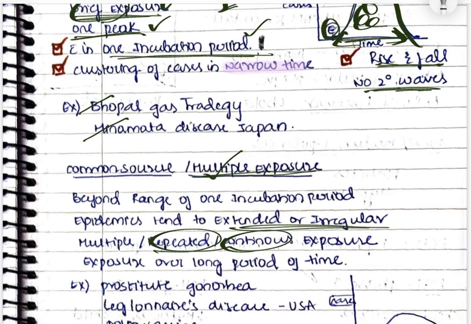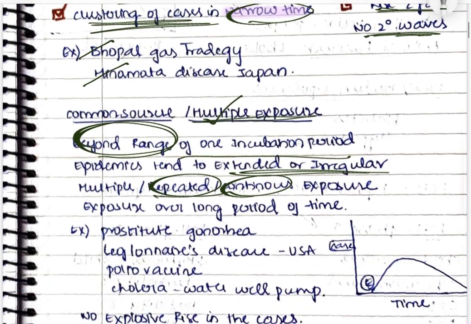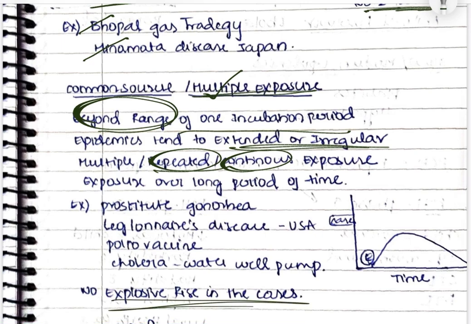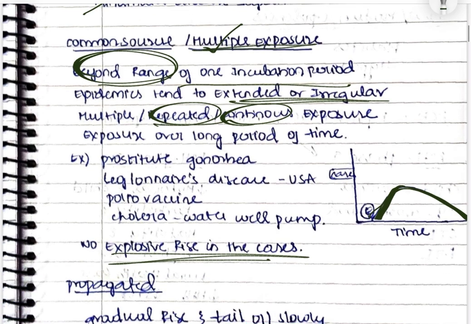And here you will be having one incubation period, here beyond the range of one incubation period. There you can see clustering of cases in a narrow period of time. Here you do not see any clustering of cases or anything. Here you just see an extended or irregular graph with no peaks or no falls, right? So examples include prostitutes spreading gonorrhea, polio vaccine, and also cholera.